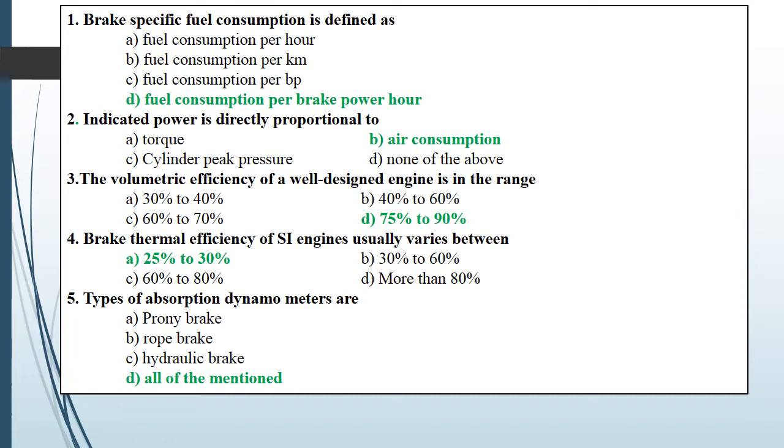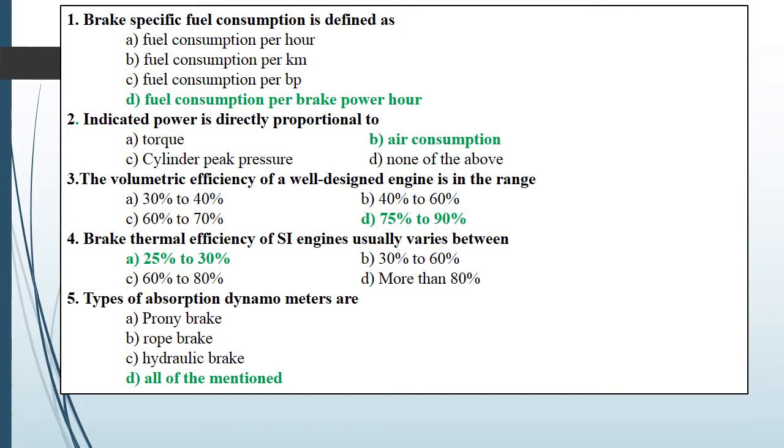The dynamometer which measures and absorbs the power output of the engine to which it is coupled is known as the absorption type dynamometer. In the Prony brake, rope brake and hydraulic brake, these dynamometers are coupled with the engine, and in that way they measure and absorb the power.